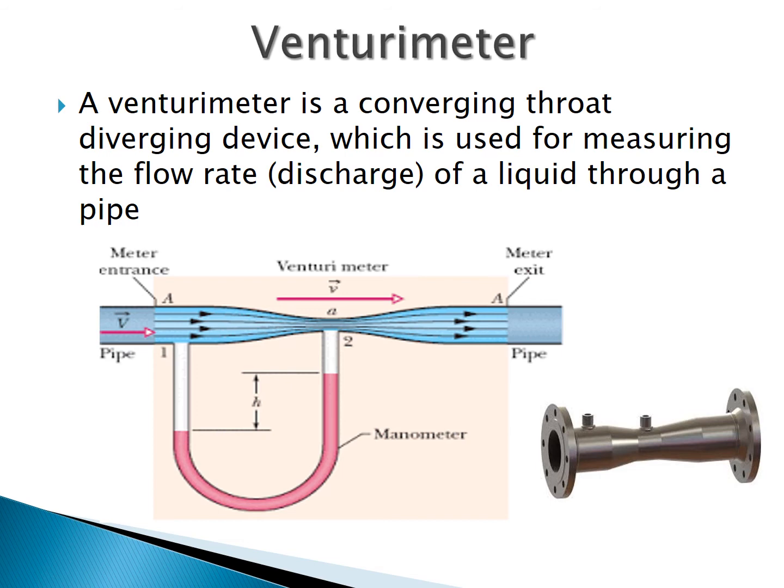Its construction: basically it's a converging, throat, diverging section, right? A converging throat diverging section which is used to measure the flow rate, that is the discharge through the pipe, by measuring the manometric limb difference. And from the discharge we get the average velocity, right? Everyone knows that discharge is equal to the product of area into velocity.